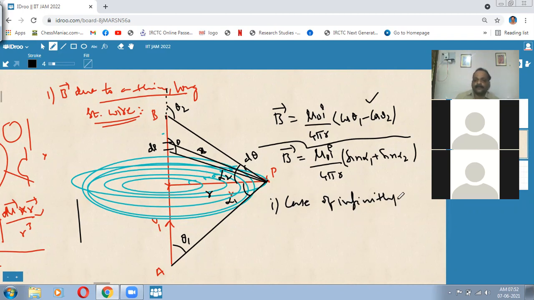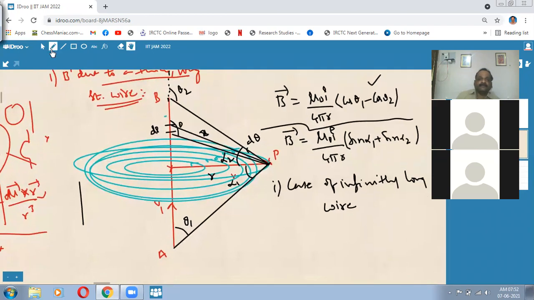Infinitely long wire. Consider the length of the wire to be infinity. When the length of the wire is infinity, what will happen? This will go up to minus infinity. As this length keeps on increasing to minus infinity, what will happen to the angle here?